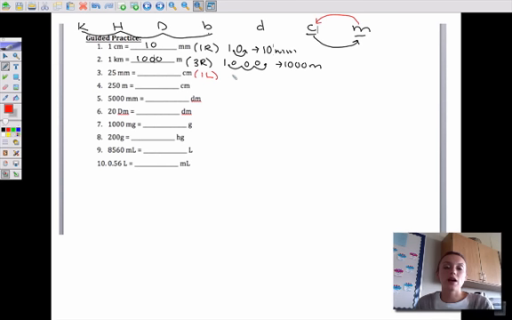So now that I've done my hardest part, I'm going to take my number of millimeters and put my decimal point after the whole number. And I'm going to move that decimal point 1 spot to the left. So 25 millimeters becomes 2.5 centimeters.